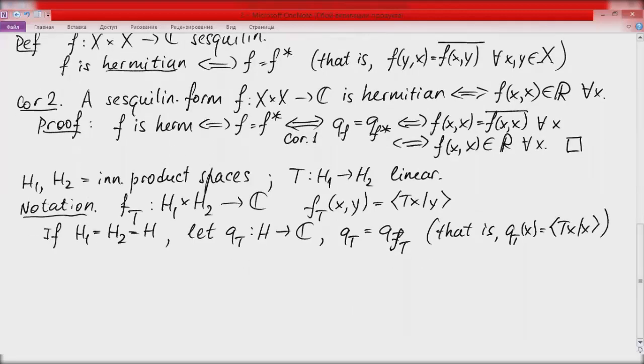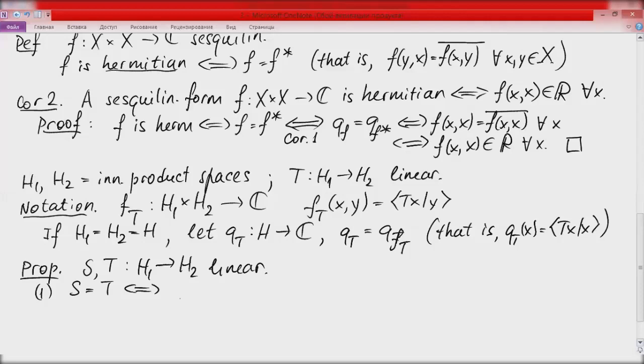These functions are useful because each of them, I mean Ft and Qt, contains all the information about the operator. So we have the following simple result. Proposition. Suppose we have two linear operators S and T from H1 to H2. I claim that S equals T if and only if Fs equals Ft.